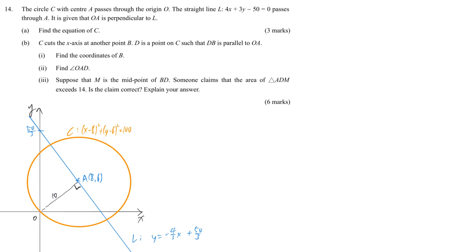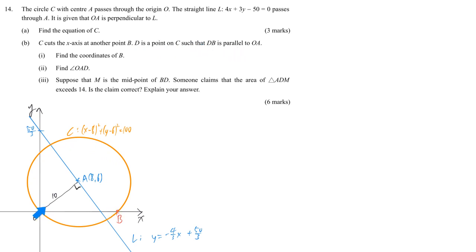In part B, there is some additional information. C cuts the x-axis at point B. C refers to the circle. So the circle here cuts the x-axis at another point. So other than the origin, the other point is called point B. And then D is a point on C. That means D is any point on this circle that fulfills this requirement: DB parallel to OA.